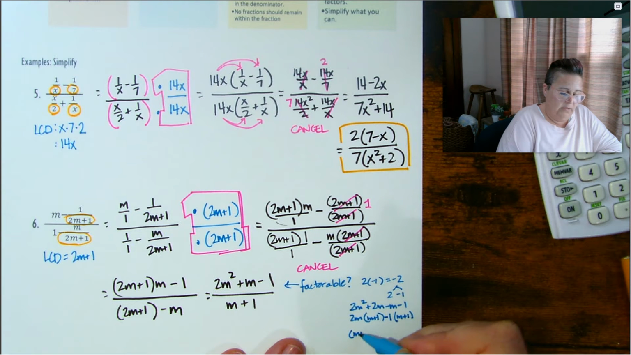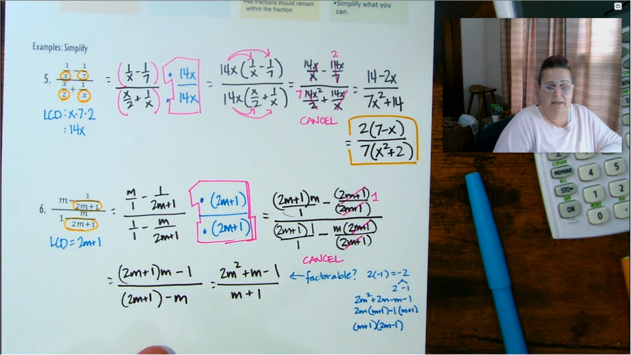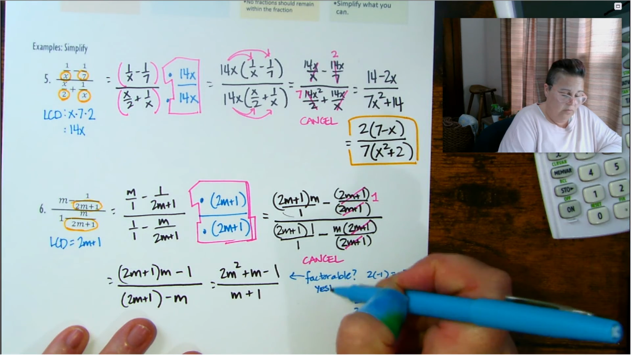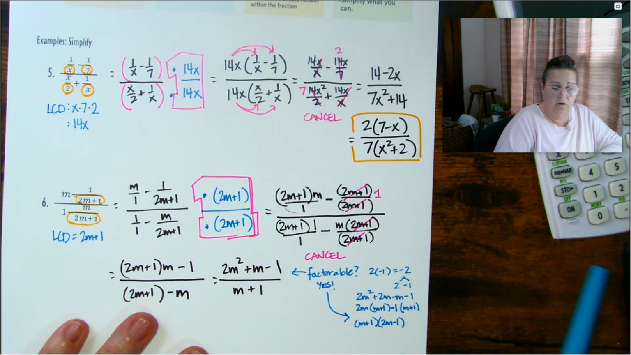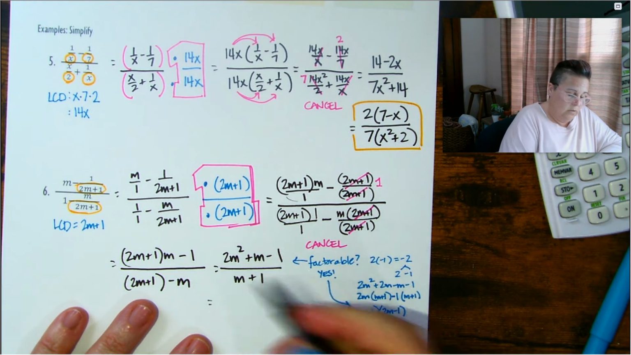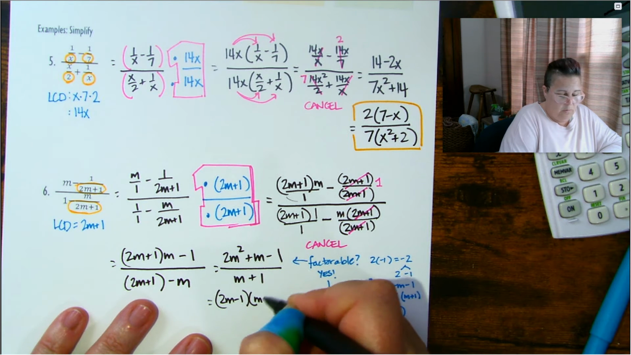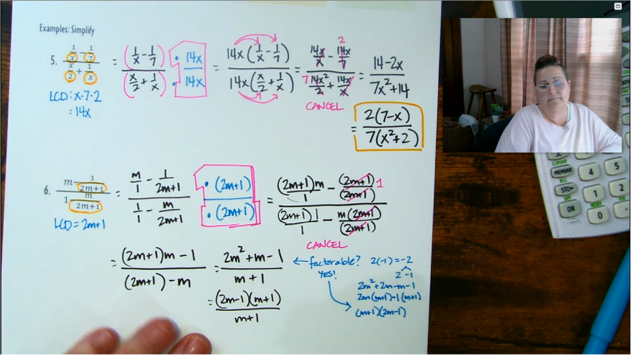Now the m plus 1 will be out front, and I'm left with 2m minus 1. Okay, so what that tells me is that, yes, this is factorable. So there are my factors. This will factor into 2m minus 1, m plus 1, over m plus 1.